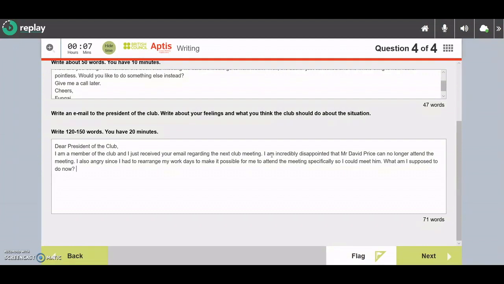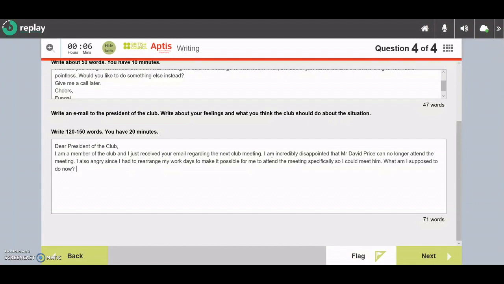So I then further explain why I am angry with these changes and how that has affected my general life. After this, I could start giving suggestions to the club as to what they could possibly do. In this case, could Mr. David Price come again at a different date or a different time? And if not, could we possibly get an alternative speaker, for example?